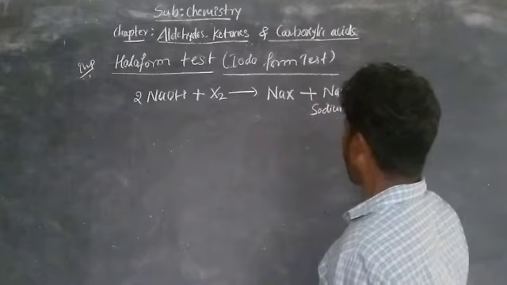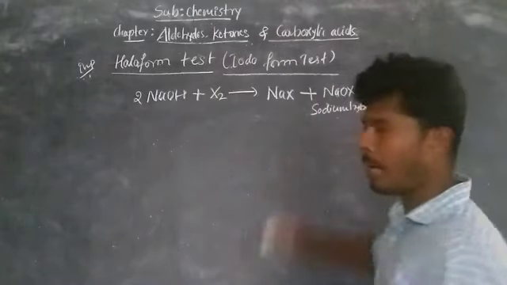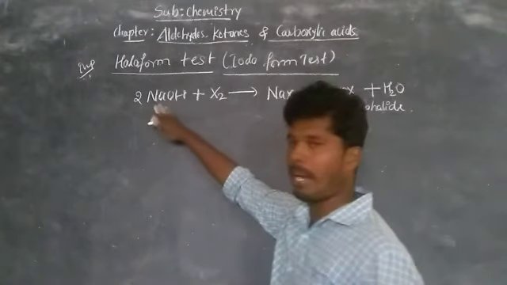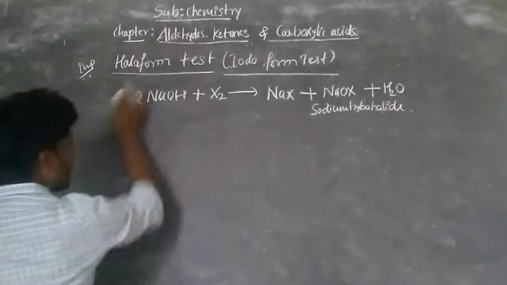Sodium hypohalide. Like that we are preparing the sodium hypohalide by treating with sodium hydroxide and halogen. Now, the chemical reaction for the haloform test.